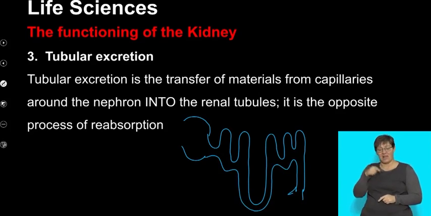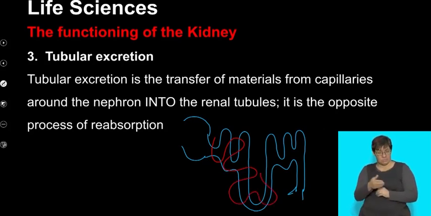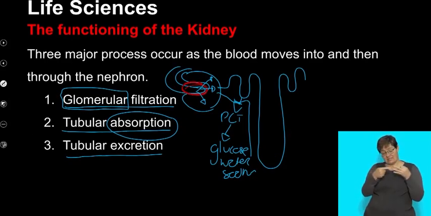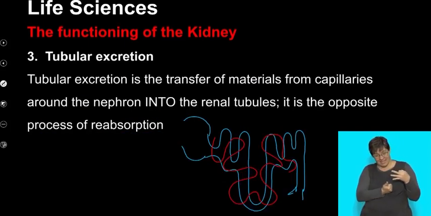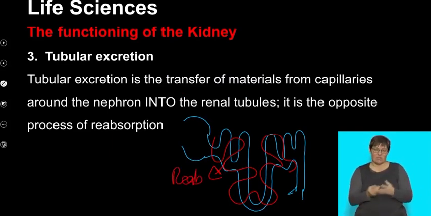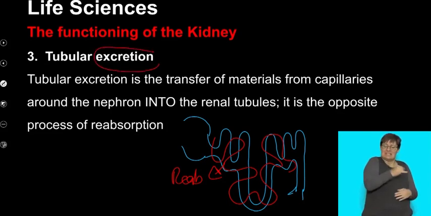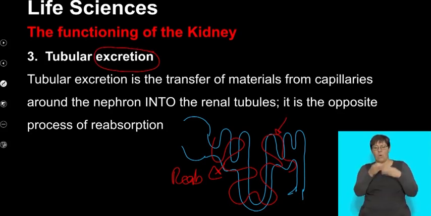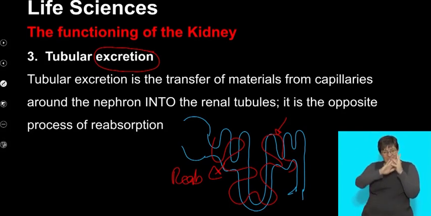Surrounding this nephron, I'm going to draw it in red, we've got this blood supply that looks like a tangled mess. But that is really important because, when we looked at tubular reabsorption, we took the things that we needed. Now, tubular excretion means that in the blood, there are still waste products. This whole blood system surrounding the nephron, that's twisted, still has waste products.